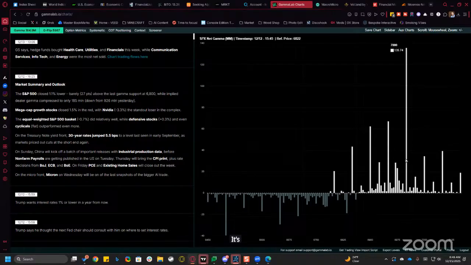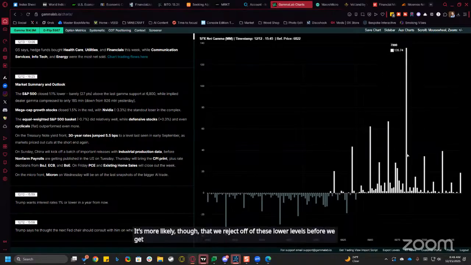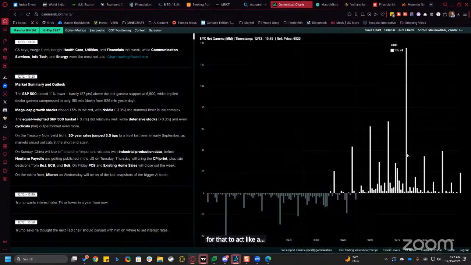It's more likely, though, that we reject off of these lower levels before we get close enough for that to act like a magnet to draw us in. So it is still running the 50s from 68 to 68.50, then 6,900, 69.50, 7,000. For the SPX, we're running 50s.